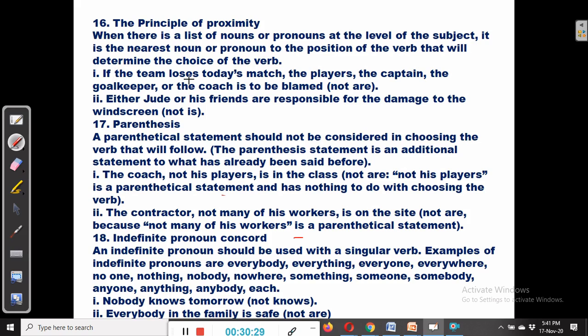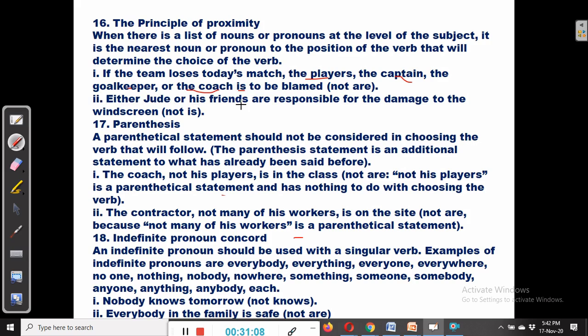Example I, if the team loses today's match, the players, the captain, the goalkeeper, or the coach is to be blamed. Now, we have different kinds of nouns. The players is plural, the captain is singular, the goalkeeper is singular, but the coach is the one that is nearest to the verb. So because the coach is a singular subject, it takes a singular verb. Let's look at the second example.